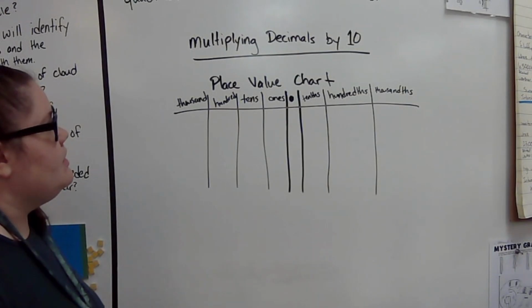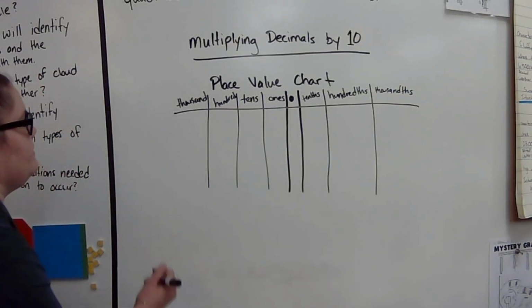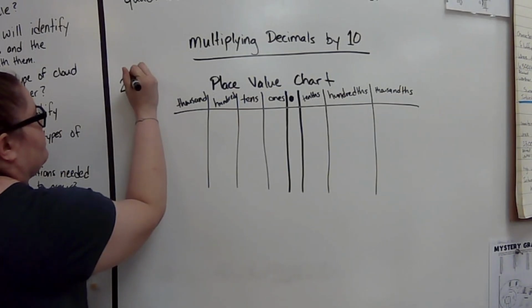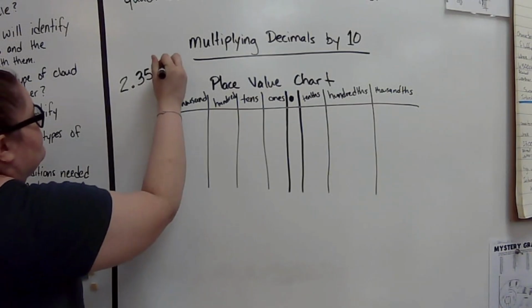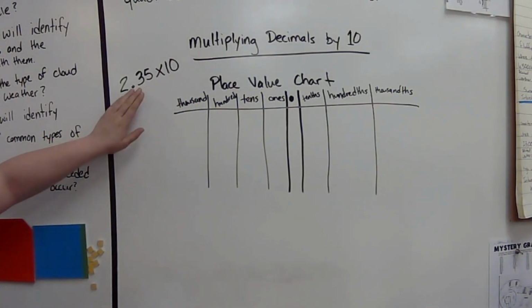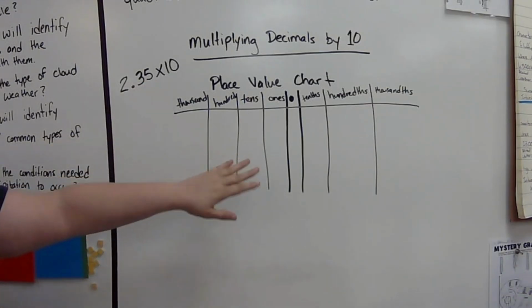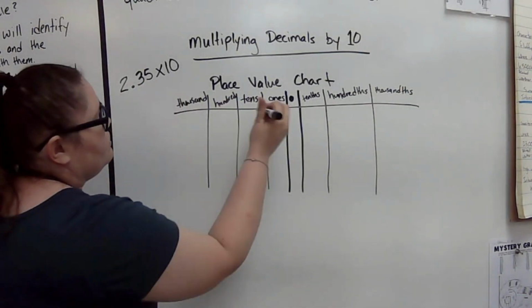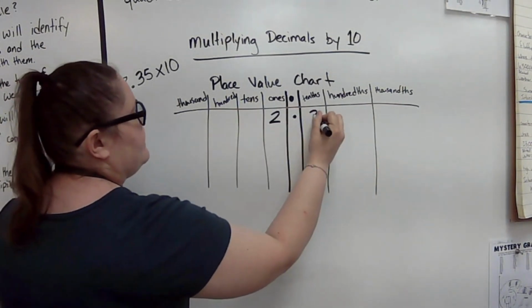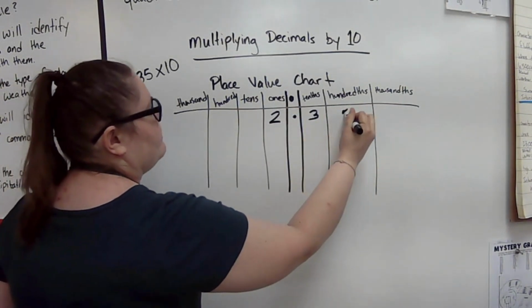So we're first going to take a look at multiplying decimals by 10. I have the number 2.35 times 10. I'm going to write this 2.35 into my place value chart. So I have 2 ones, my decimal, I have 3 tenths, and I have 5 hundredths.